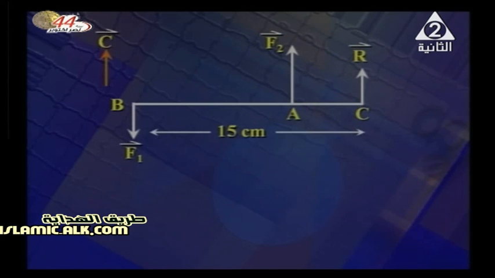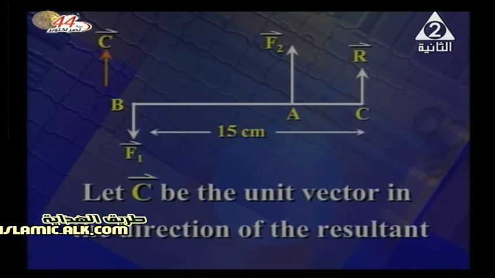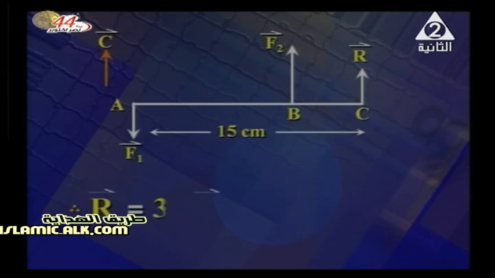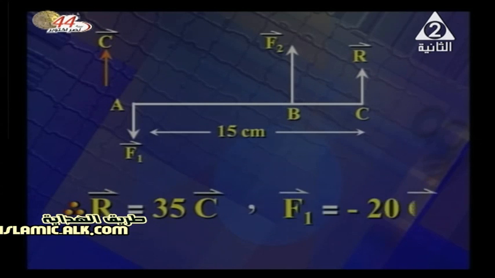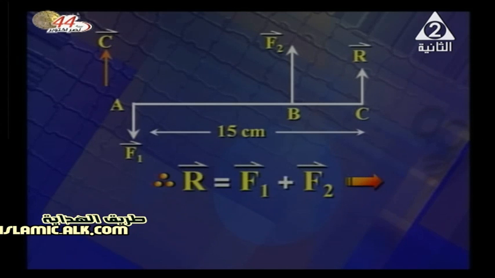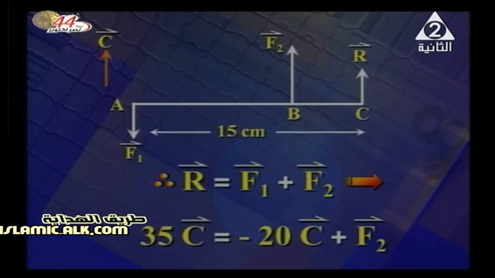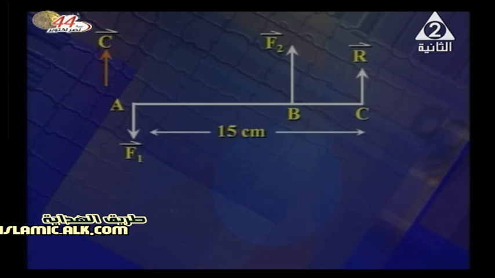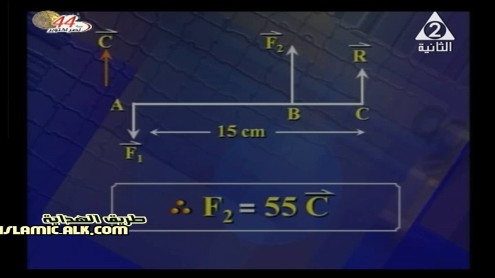Look at the second case, F1, F2 in the opposite direction. Remember, BC equals 15, and C is the unit vector in the direction of the resultant. Remember, the direction of R is the direction of the greatest force. Then R is 35C, F1 is negative 20C. Therefore, for F2 by using R equals F1 plus F2, by substitution R equals 35C, F1 negative 20C, we find the value of F2 equals 55C.